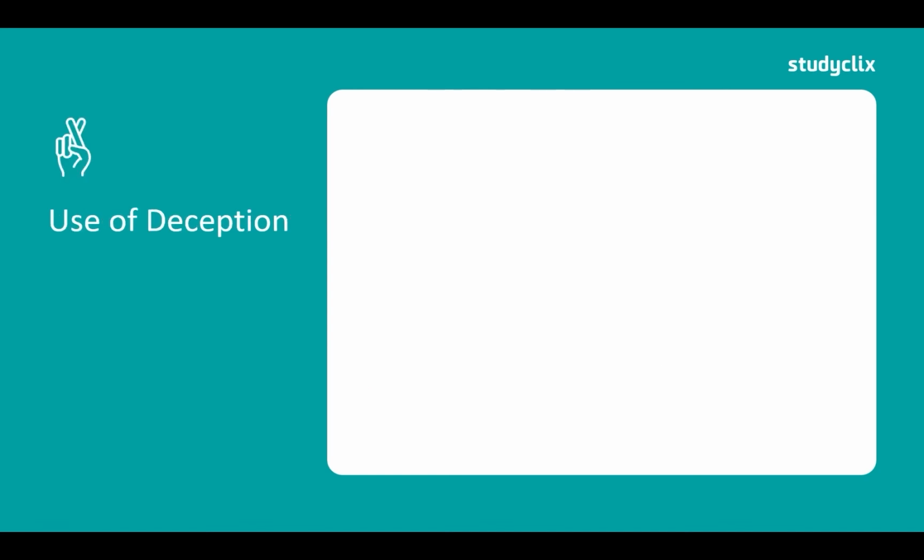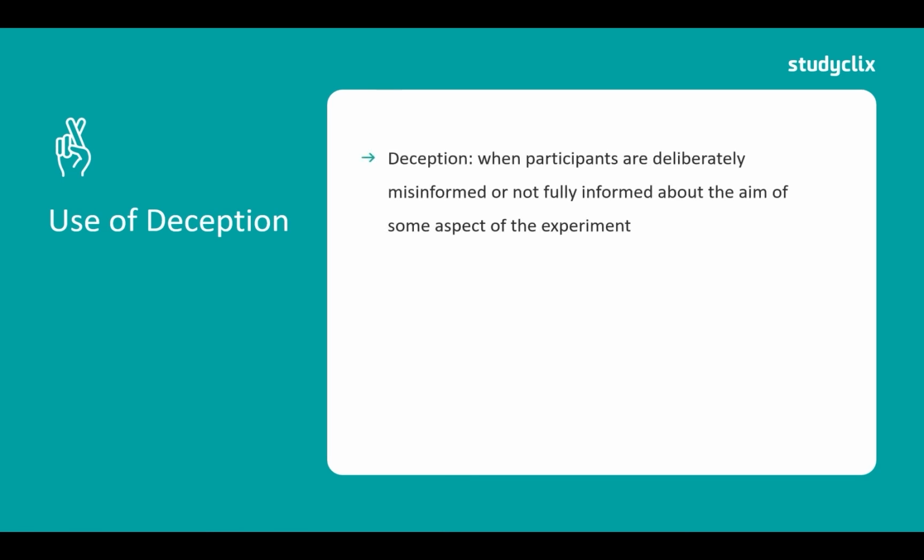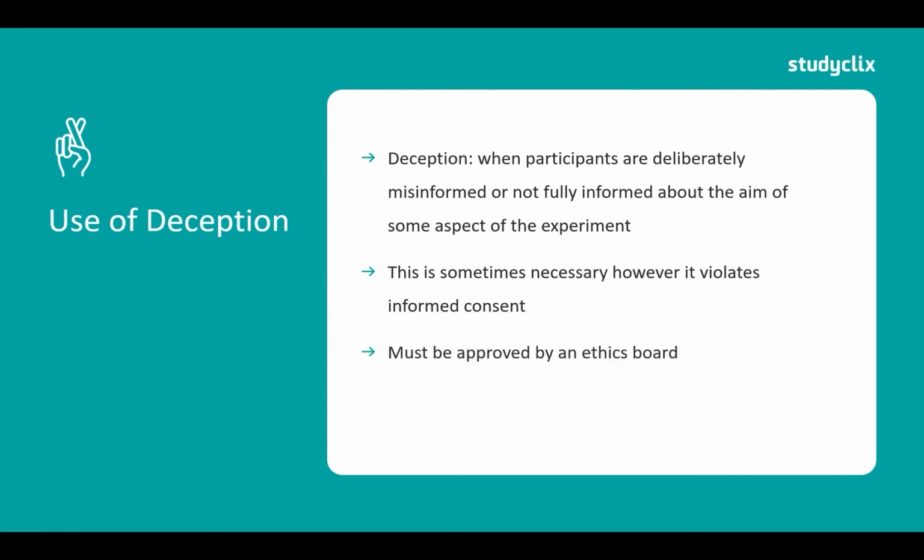Next, let's have a look at the use of deception. So this is when a participant is deliberately misinformed or not fully informed about the aim of some aspect of the experiment. So in some cases, this can be necessary. However, it does violate our previous one we looked at, which is informed consent. Now, if we are going to deceive participants for a reason, it has to be approved by an ethics board. All experiments should be approved by an ethics board anyway, but we do need to tell them that we are going to use deception. And we must clarify why we are doing this.